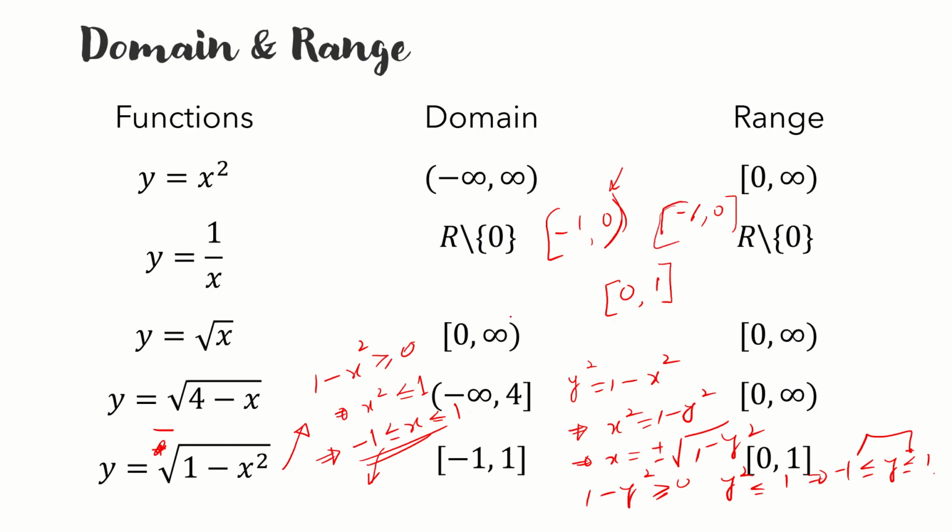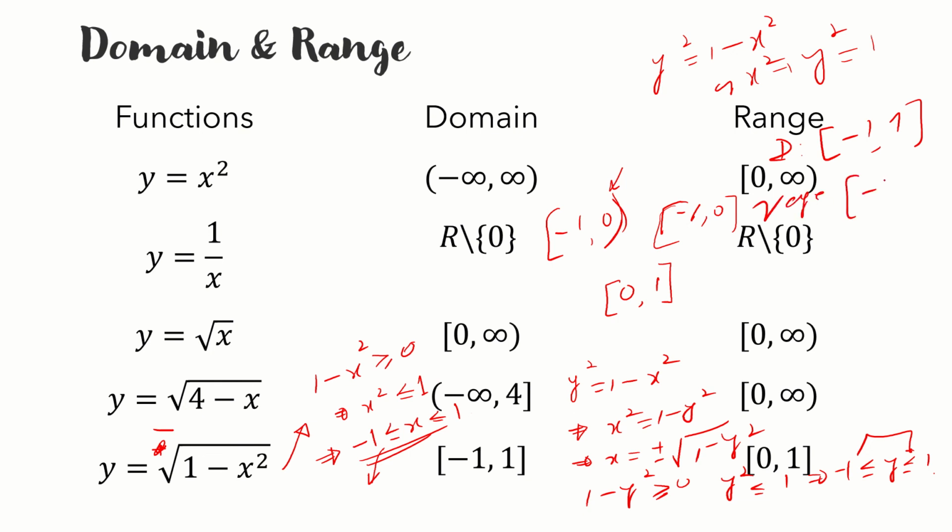Sometimes we may have a relation like this: y square is equal to 1 minus x square, or we can write x square plus y square is equal to 1. In this case, the domain will be exactly the same, from -1 to 1, and the range will also be -1 to 1, because in this case we are allowed to take both values, negative and positive as well. So in this case the range will be -1 to 1.